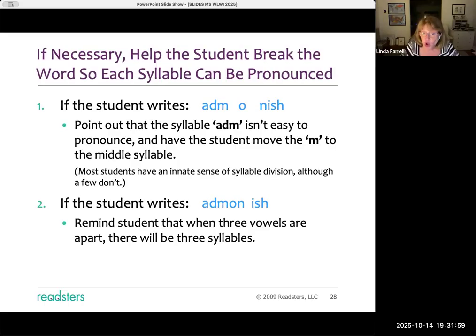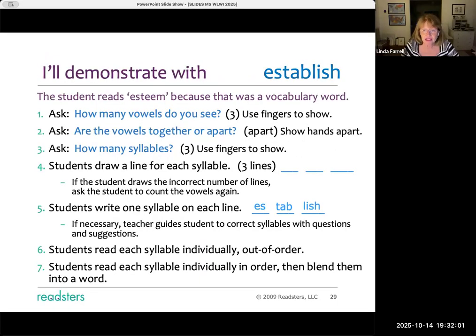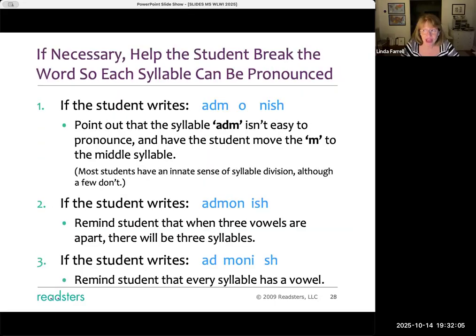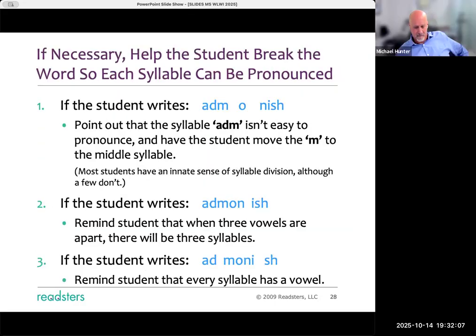So if the student writes, oh, go back. Can you go back? One slide. Can you go back one slide? I just did. Oh, thank you.